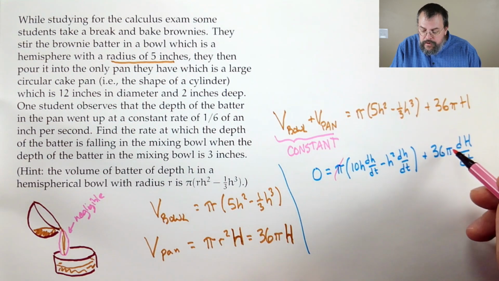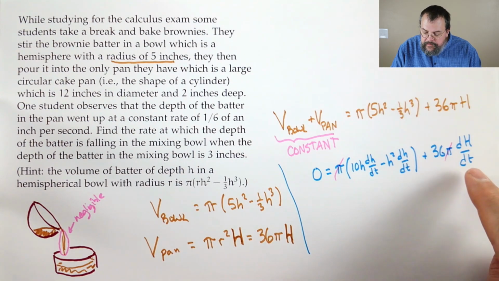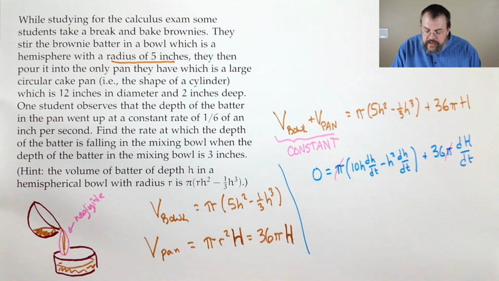The pi's, woohoo, gone. Phew, done. Now, what do we know? Well, we have three things: dH/dt, dh/dt, and h. So let's see what we know.